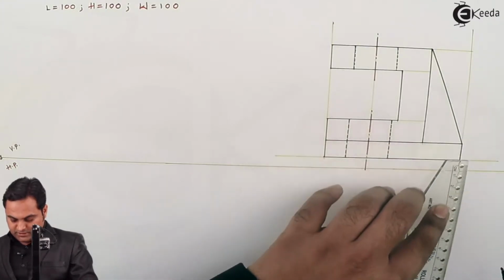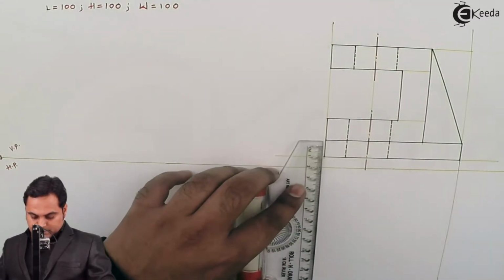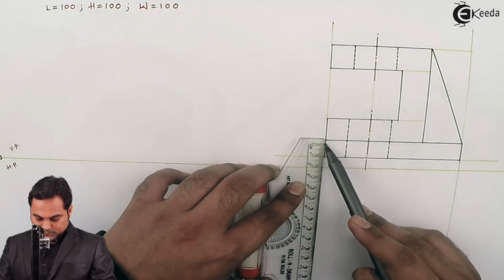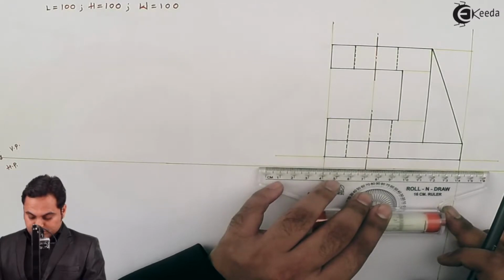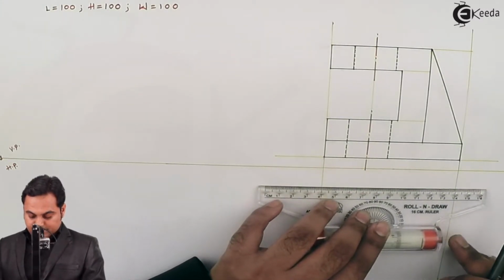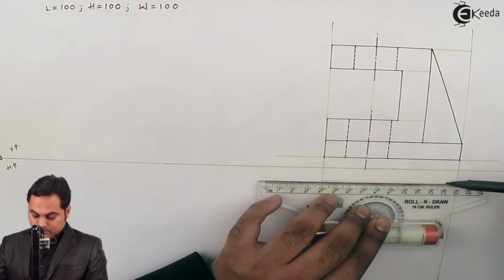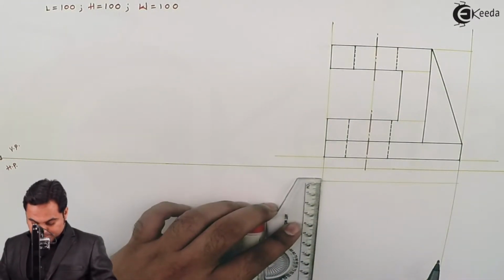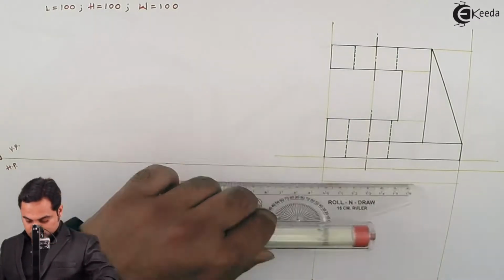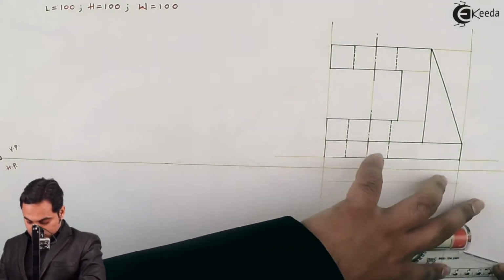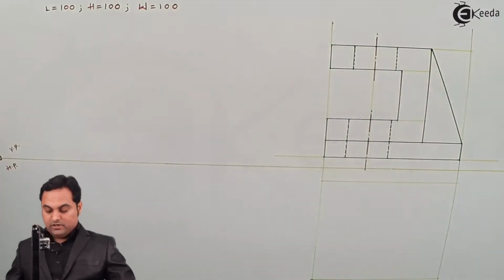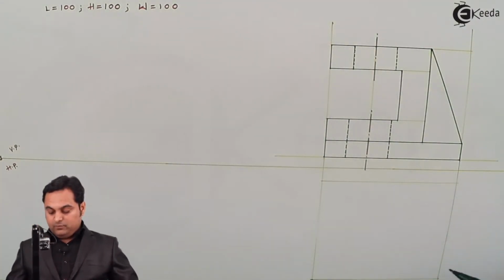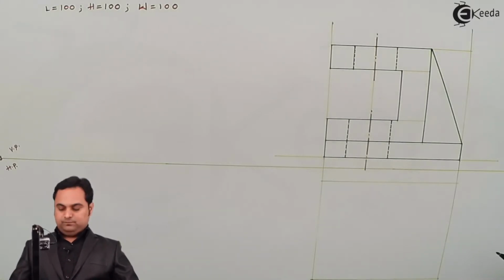So I'm projecting this light line, that is the length, and the width is 100. So here I'll first draw a light horizontal line and then measure 100 mm, drawing a light parallel line of 100 mm. Now here we have the block for the top view.